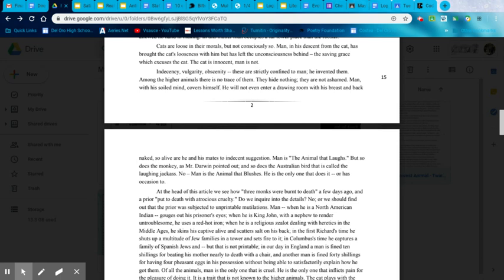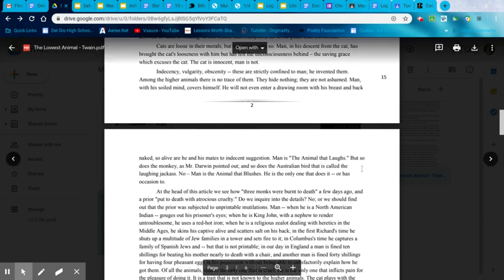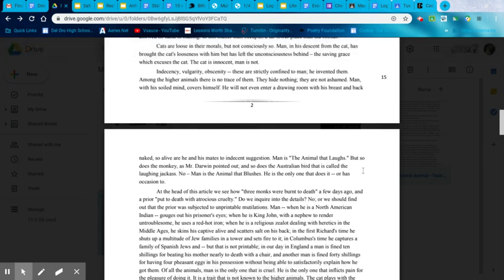Man is the animal that laughs, but so does the monkey, as Mr. Darwin pointed out, and so does the Australian bird that is called the laughing jackass. No, man is the animal that blushes. He's the only one that does it, or has occasion to.